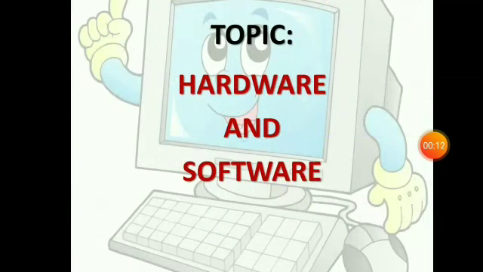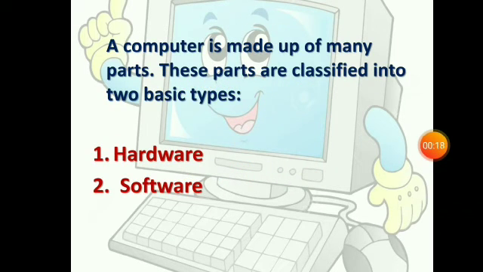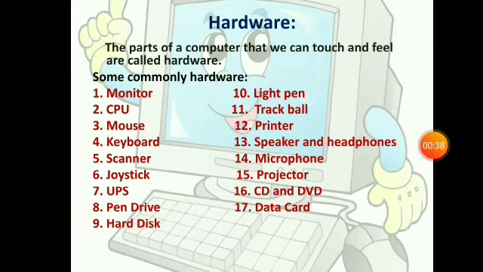Today I will teach you computer, chapter 1: hardware and software. So kids, in your last class you read that a car, a fan, a computer, all are machines. Each machine is made up of many parts. A computer is also made up of many parts. These parts are classified into two basic types, that is hardware and software. In this video we read about hardware.